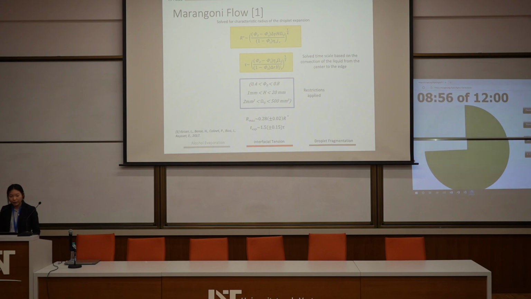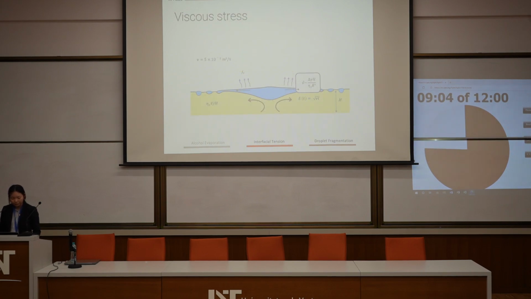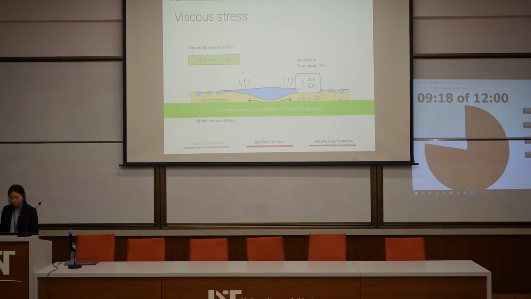The restrictions apply because certain parameters are not constant, and we estimate the maximum radius and the correlated time to reach that maximum radius. The viscous stress is also determined by the kinematic viscosity of the oil, from which we can determine the tangential stress applied to the droplet of oil. In this case, you see that the decreasing depth of oil will hinder the droplet expansion.